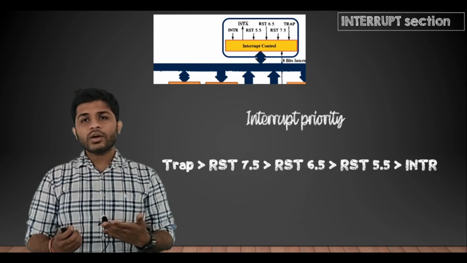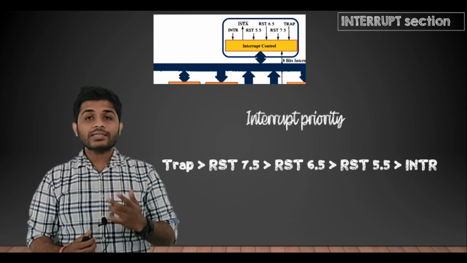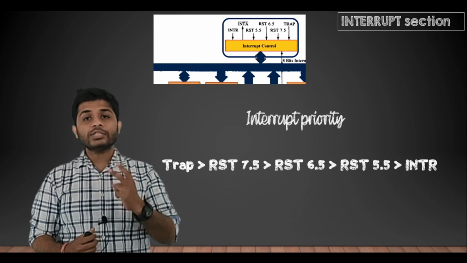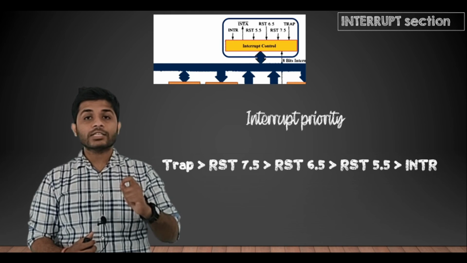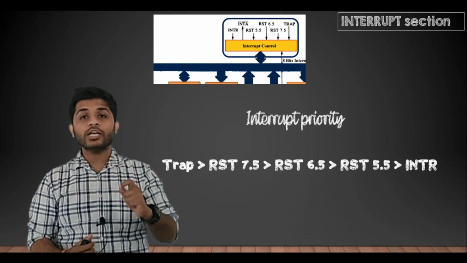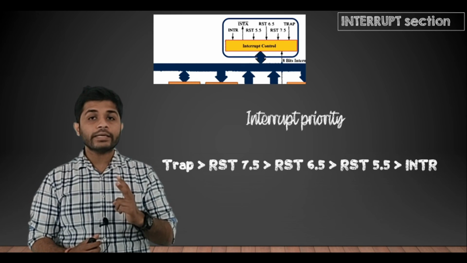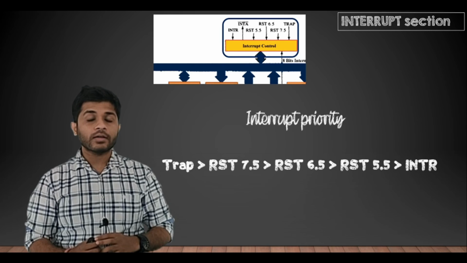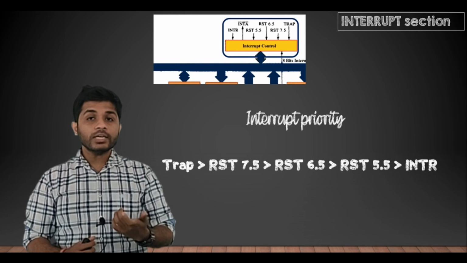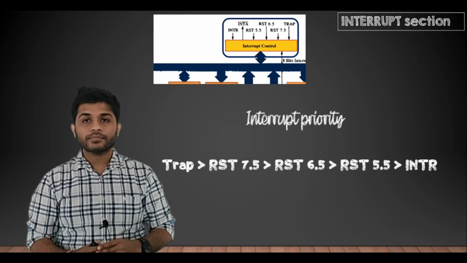So what is the meaning of priority? Priority means that if the processor gets an interrupt at 2 pins at the same time, the processor will execute the interrupt which has the highest priority. For example, the processor gets an interrupt at its 2 pins, TRAP and RST 7.5. So which interrupt will it execute? The TRAP. Why? Because it has the highest priority.